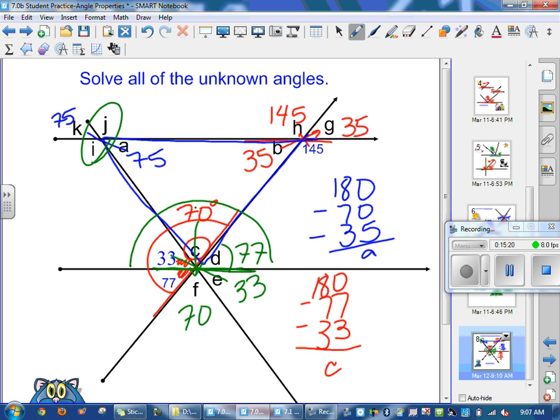Well, is it not just 180 minus 75? That's right, they make a straight line here. So 180 subtract that 75 will give me I and J. So how big is I and J? 105. Good work, you guys. Excellent. Now we are done with our angle properties and practice section.